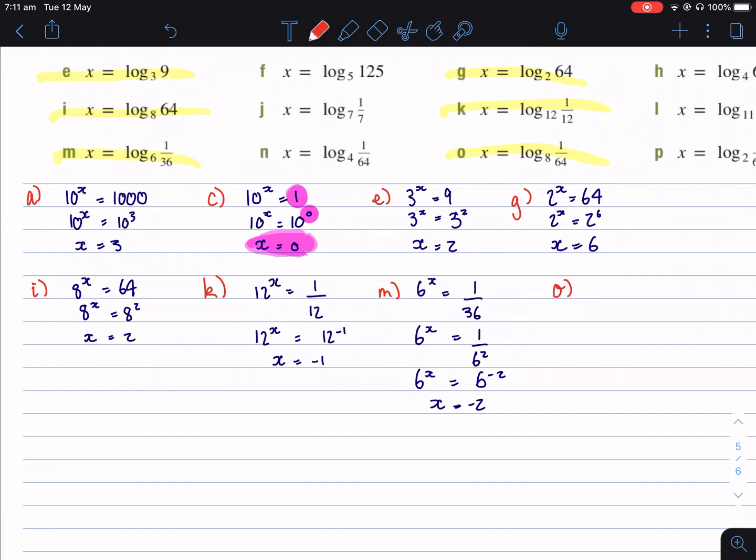And O is our last one, log base 8 of 1 on 64. You should be able to see this already. So 8 to the x equals 1 on 64. So 8 to the x equals 1 on 8 squared. 8 to the x equals 8 to the minus 2. X equals minus 2. You don't necessarily need to do these two lines of working out. I'm putting them in, but you don't have to.